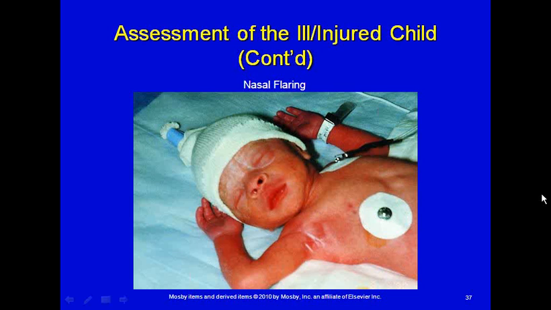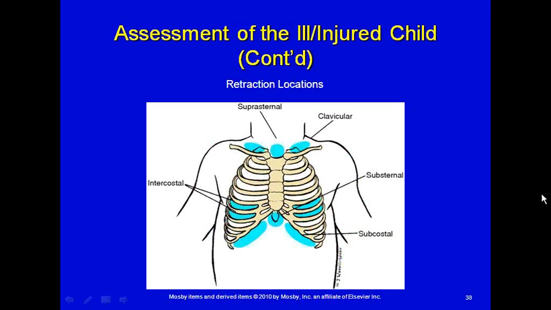Here's an example of some nasal flaring going on in this young infant. Again, remember that's a very early indicator of respiratory distress. And here's where you're going to look for those retractions: the sternocleidomastoid, suprasternal, substernal, intercostal, and subcostal muscles.